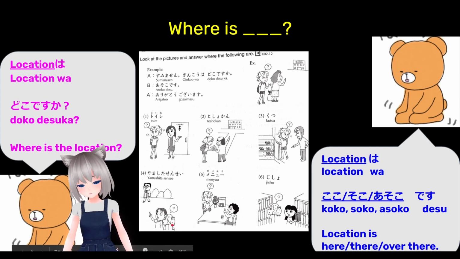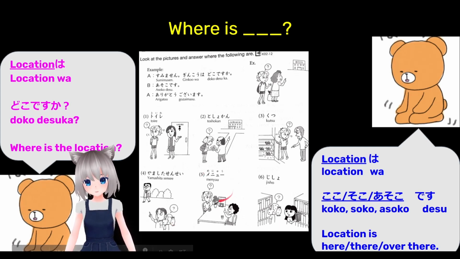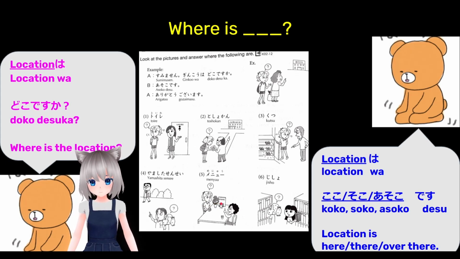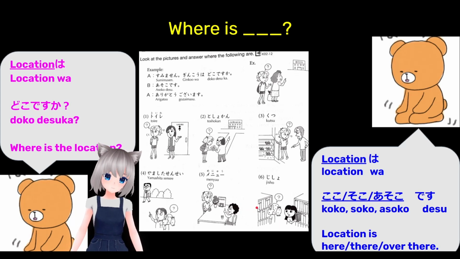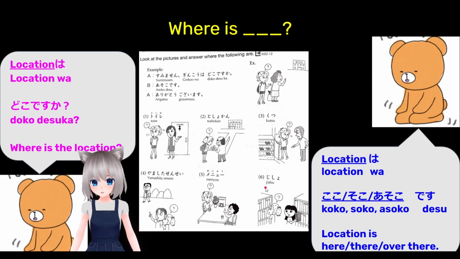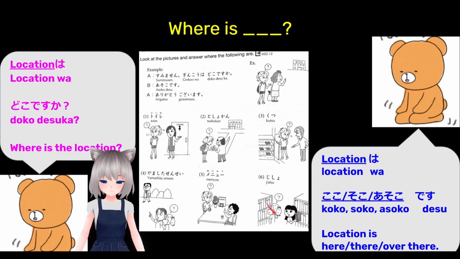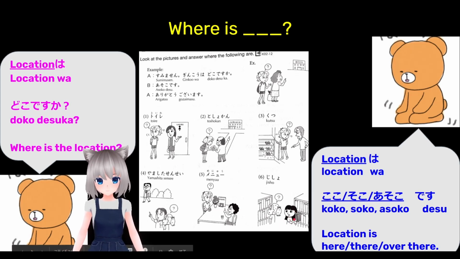Okay. Number 4. 山下先生。山下先生はどこですか? 山下先生はあそこです。Away from both of them. あそこです。Number 5. メニューはどこですか? そこです。It's closer to her, so she would say そこです。It's close to you. Number 6. 辞書, dictionary. 辞書はどこですか? 辞書はここです。It's right here. ここです。How did you go?